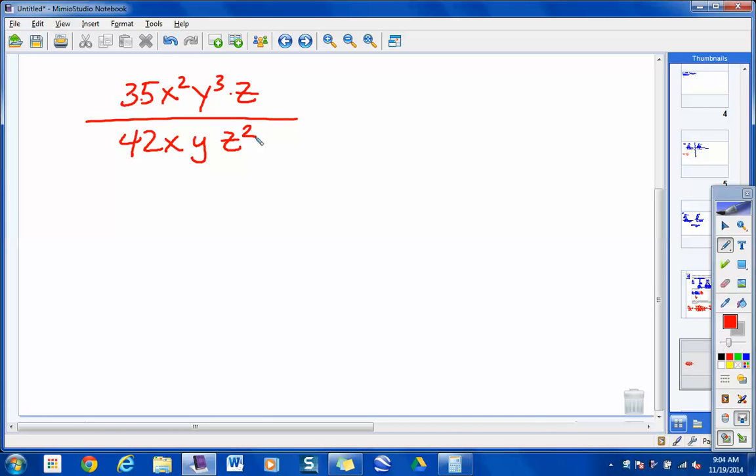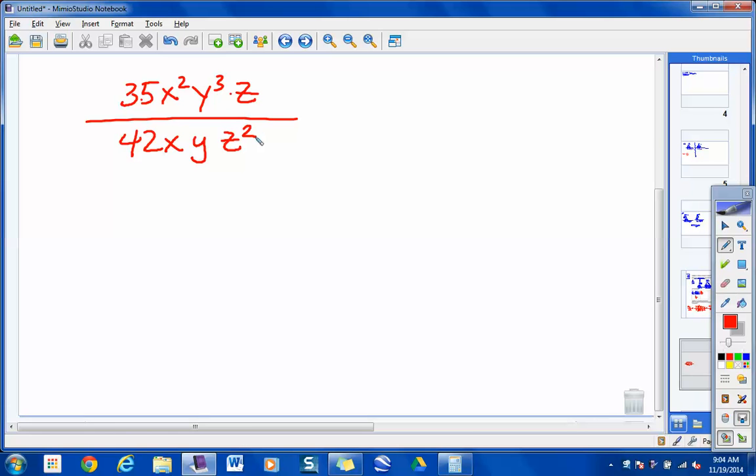So you cross off what's common. Okay? It's hard to read this stuff. 7s are common. X's are common. Is that an X? Okay. This is a Y and a Y. I need Z's, too. So you come over here, what do you have left?